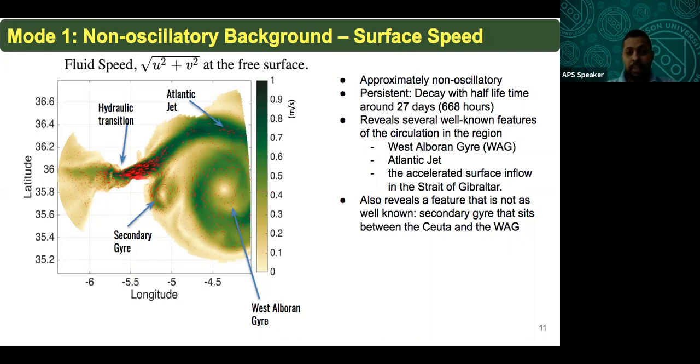The hydraulic transition, Atlantic jet, and Western Alboran gyre are very well-known features, but we can also identify another interesting feature here that is less known: the secondary gyre. So this is a new interesting feature we found in this case. It stays for this entire time, the 6-day period.